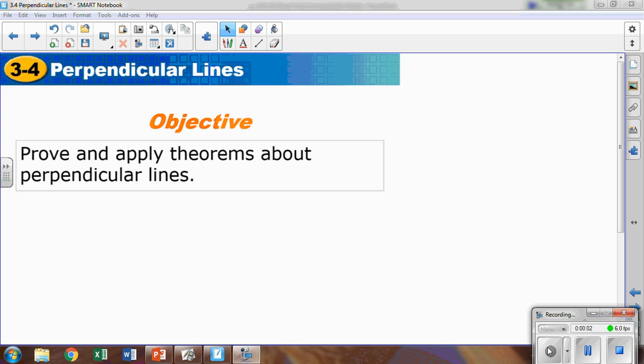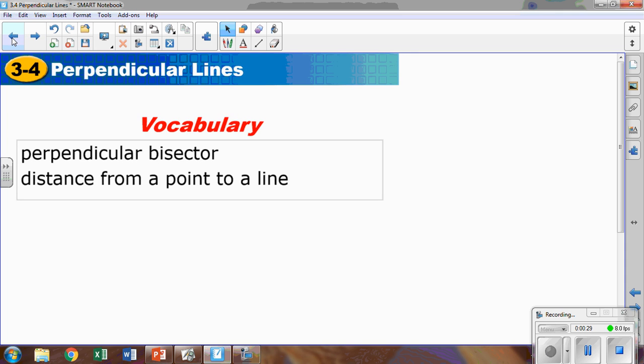Alright, in this lesson, we are going to start working with perpendicular lines. In particular, there are a few facts about perpendicular lines which we would expect you to know. These facts will allow us to apply perpendicular lines and combine them with the parallel lines that we were working with before. In particular, we're going to look at a perpendicular bisector and distance.